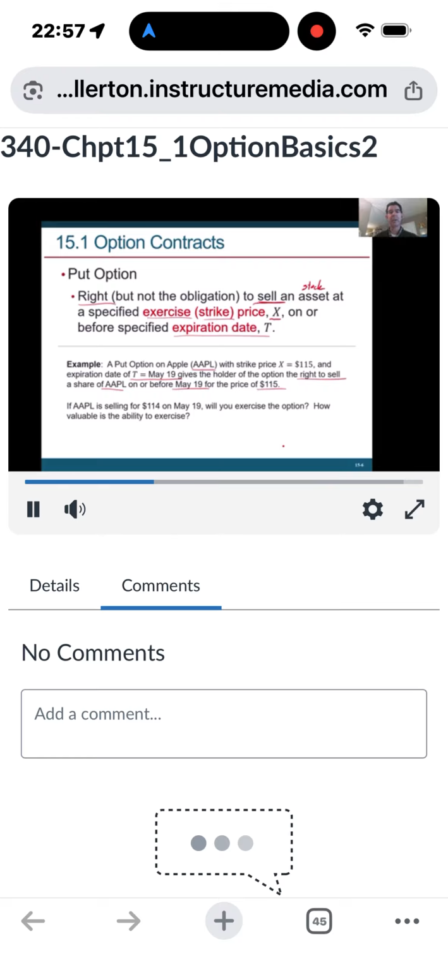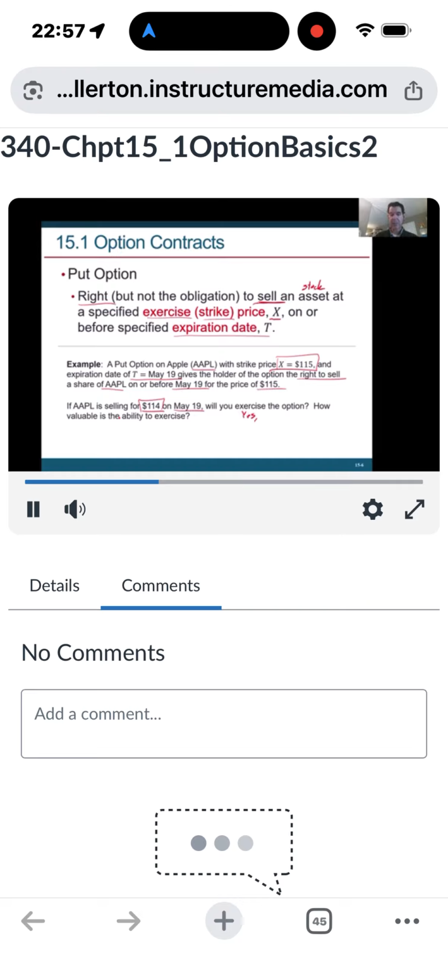Let's walk through scenarios of when you would use this option and when you wouldn't, okay? And again, we call that exercising. So if Apple is selling for 114 on May 19th, will you exercise this option? Let's think about that for a second. This option gives me the ability to sell Apple for $115. Apple's only worth $114. Would I do that? Of course I would do that. I want to get the higher price. In fact, I'm going to get $1 more than what Apple is worth. So the answer is yes.